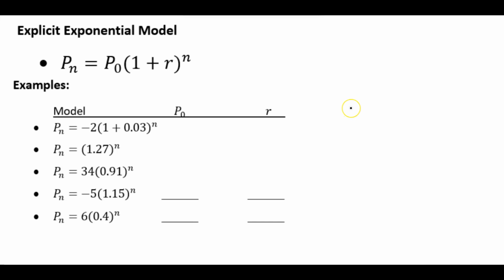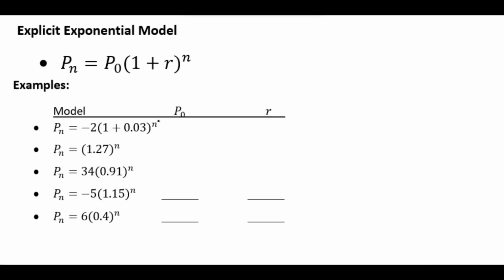Let's look over the explicit exponential model. What we have is P sub n equals P sub 0 times (1 plus r) to the n power. Now the r is the rate, the exponential growth rate. n is the term that you're looking at. Which term? P sub 0 stands for the first term, and P sub n is the value of the general term. So as an example, we have P sub n equals negative 2 times (1 plus 0.03) to the n.